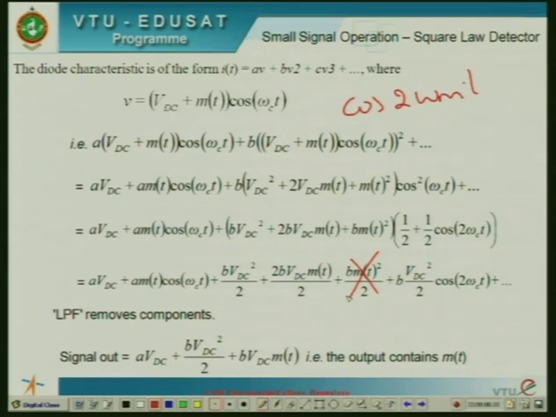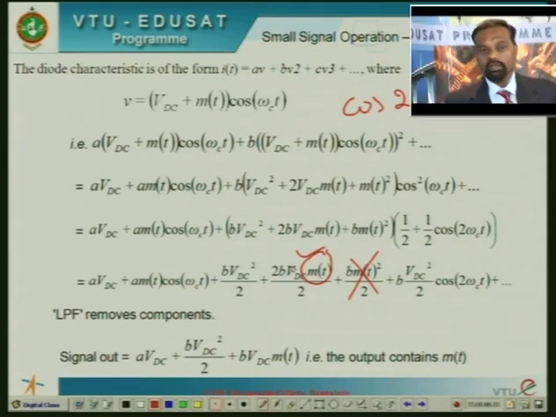The only component that we need to extract is m(t), because it contains m(t) scaled by b times VDC. To extract this data from the output of the diode, we take the information from the diode and give it to a low pass filter.